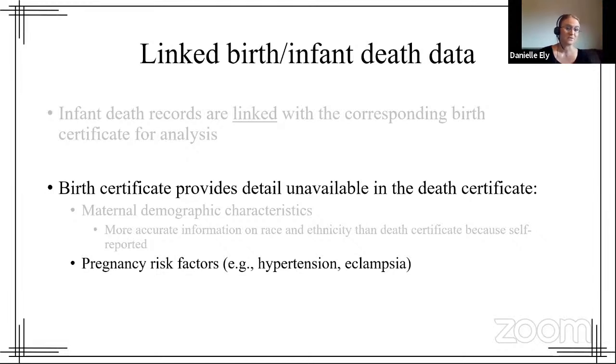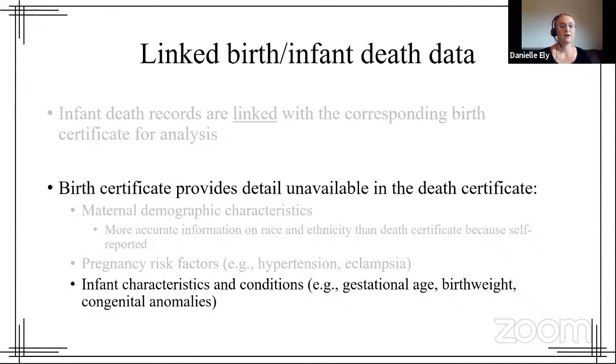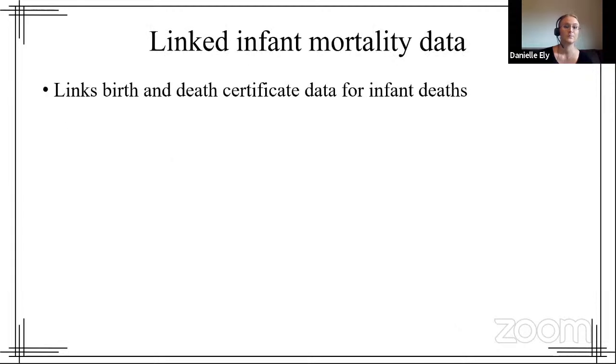Other details that are available include pregnancy risk factors, which can include things like hypertension or eclampsia. And we also have items related to the infant, so infant characteristics and conditions, which might include things like birth weight or congenital anomalies. So the linked infant mortality data literally links the birth and death certificate data together for infant deaths.